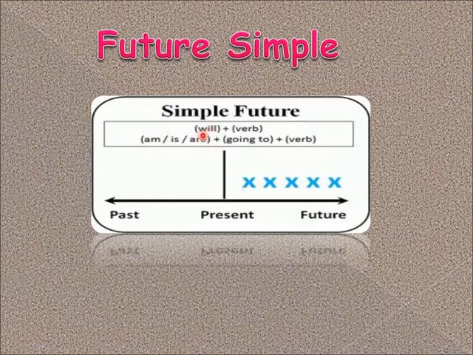We use the modal verb will with the first form of verb. And if we are using going to instead of will, we have to use one of these auxiliaries, that is am, is, or are, plus the first form of verb. Remember, students, we are talking about the future tense. Not the present, not the past, but the future tense.